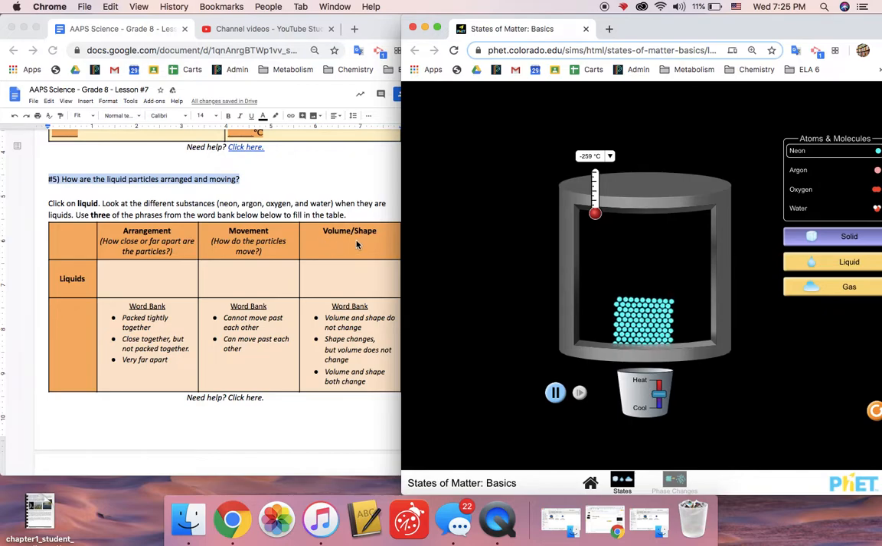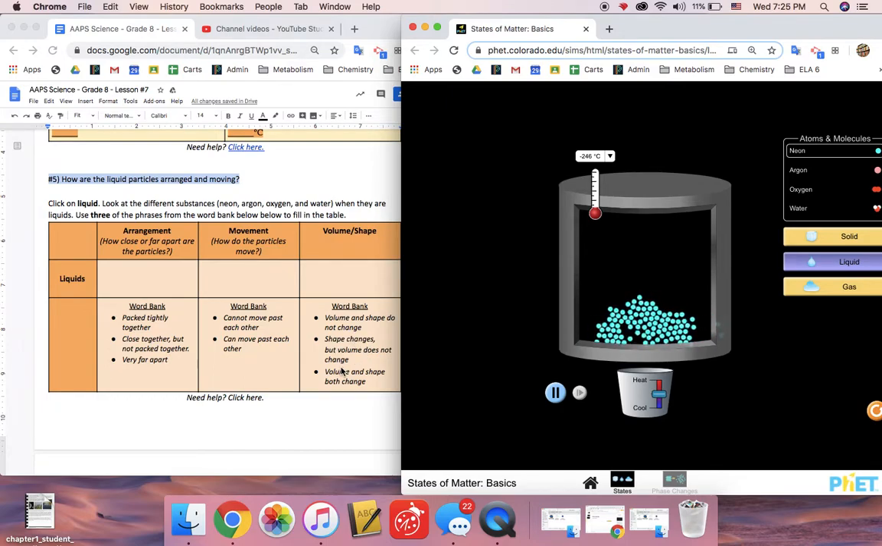Last, volume and shape. So right now, when it's a solid, notice how the shape is a square, and that shape is not changing. Look what happens when I turn it into a liquid. The shape changes, and it fits the container. So the shape is definitely changing.